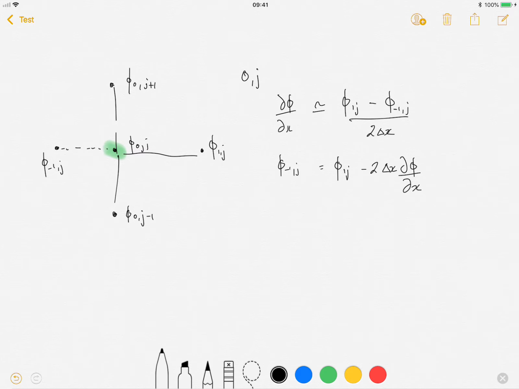We substitute this back into our Laplace operator, we get that 2φ(1,j) minus 2Δx ∂φ/∂x, that is our boundary condition, plus φ(0,j+1) plus φ(0,j-1) minus 4 times φ(0,j). That's obviously set to 0.